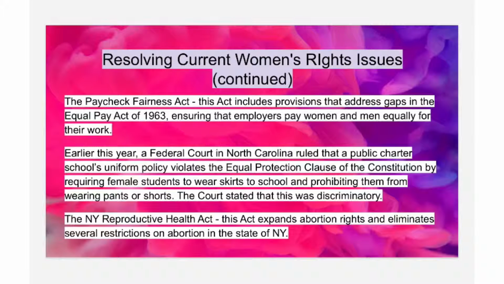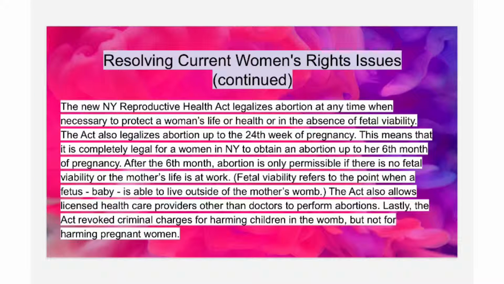The Paycheck Fairness Act. This act includes provisions that address gaps in the Equal Pay Act of 1963, ensuring that employers pay women and men equally for their work. The New York Reproductive Health Act. This act expands abortion rights and eliminates several restrictions on abortion in the state of New York. It legalizes abortion at any time when necessary to protect a woman's life or health or in the absence of fetal viability.